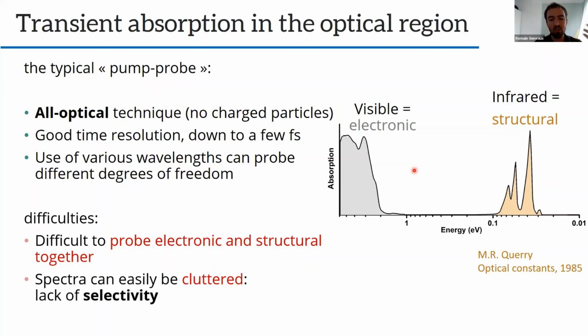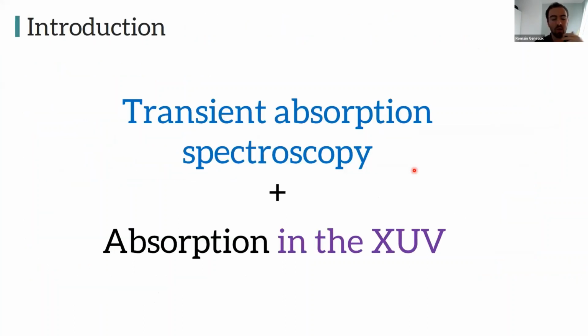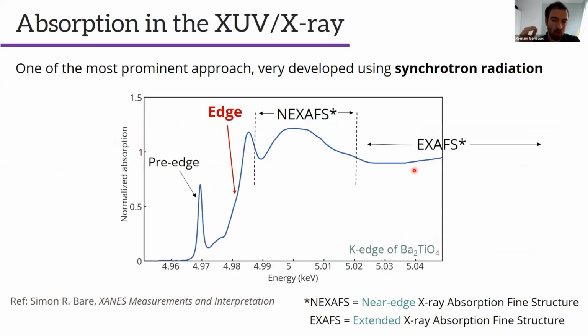And I'm going to talk now about the XUV or X-ray spectral range and what changes when we do absorption now in the XUV. So an example of a spectrum here, this is an absorption spectrum that was done in X-ray. So you see here in the 5 keV, so that's pretty far. And this spectrum was taken in barium titanate. That's not important at all. What I wanted just to show you is the basic structure of an X-ray spectrum. And it always looks like this.